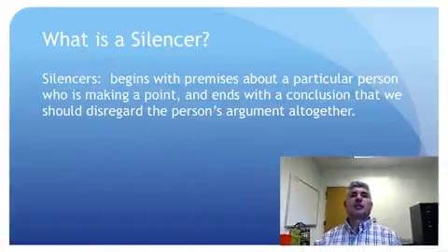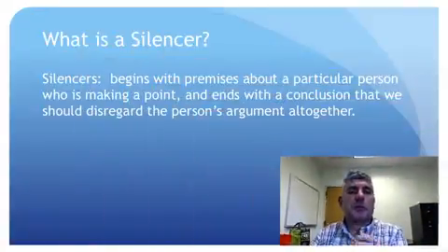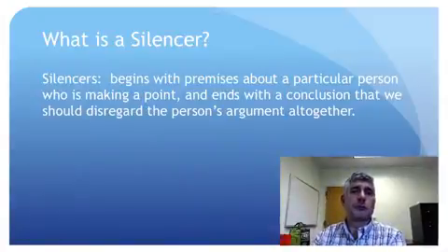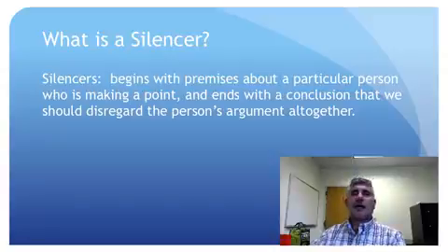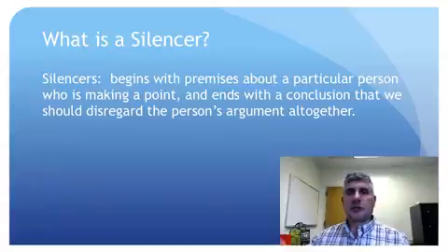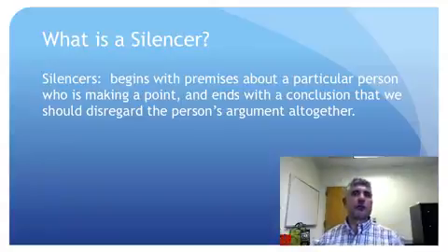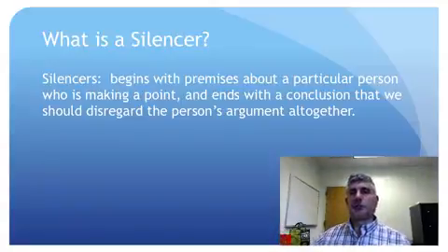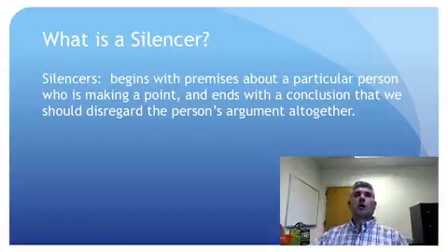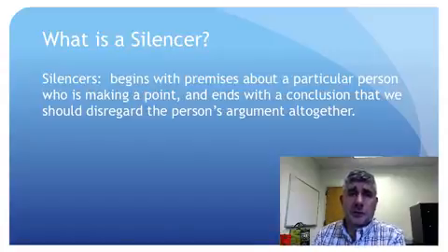Well, a silencer is an ad hominem argument that begins with some premises about a particular person who's making a point, and it ends with a conclusion to the effect that we should disregard that person's argument altogether. The conclusion is not that the person's argument is an argument for a false conclusion, or their premises are false, or their premises don't support their conclusion. The conclusion is just we shouldn't pay any attention to their argument at all.